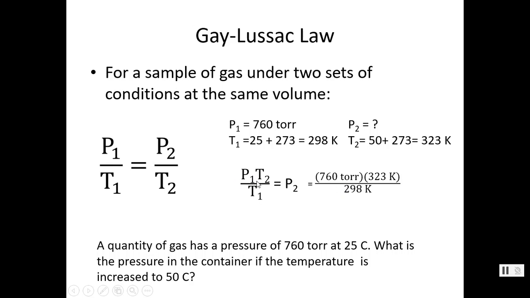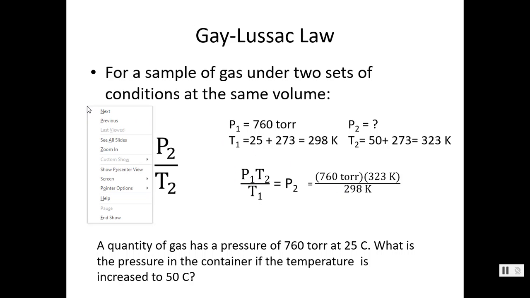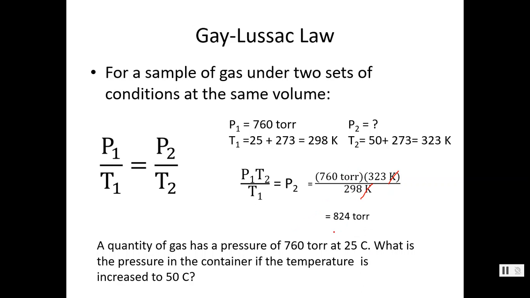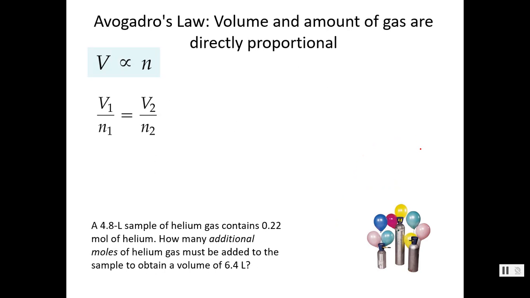Then you're at the point where you can substitute in the values that you were given in the problem. I would tell you to set them up so you could see your units cancel. You're going to be left with something in torr, which is what you're looking for. When you do that multiplication and division, your final answer should be 824 torr. And that makes sense that the pressure would increase because the temperature has increased as well. Pressure and temperature are directly proportional. If you increase one, the other one increases as well. So that is Gay-Lussac's law.